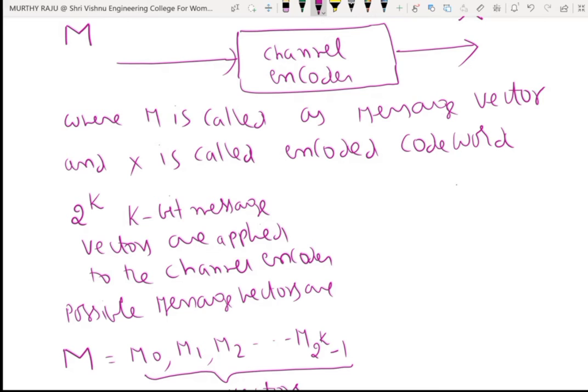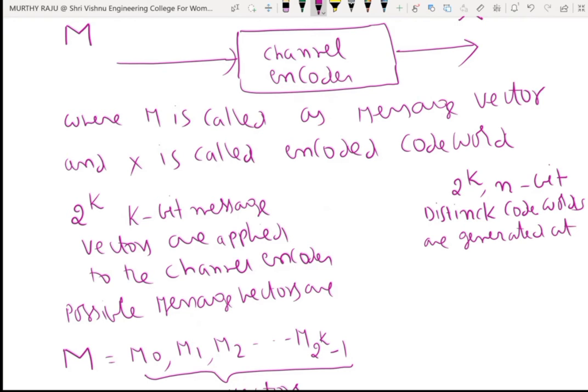At the input side there are 2 power k message vectors. At the output of the channel encoder, 2 power k distinct n bit code words are generated by this channel encoder.